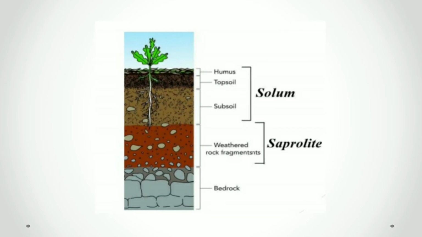Humus, that is topsoil, and subsoil containing soil, that is horizon A and B, collectively known as the soil, and weathered rock fragments, that is the saprolite, and the last one is the bedrock.